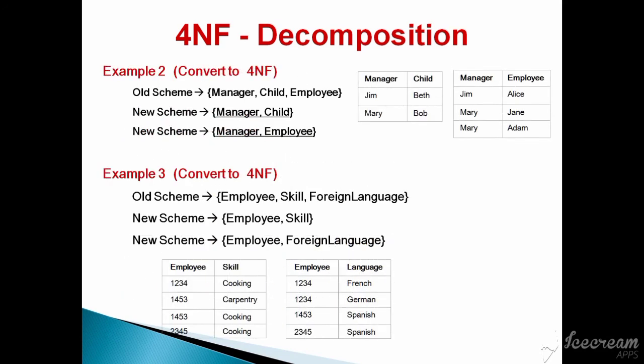Here is another example of fourth normal form. After the decomposition, all the tables have the multi-valued dependency removed.